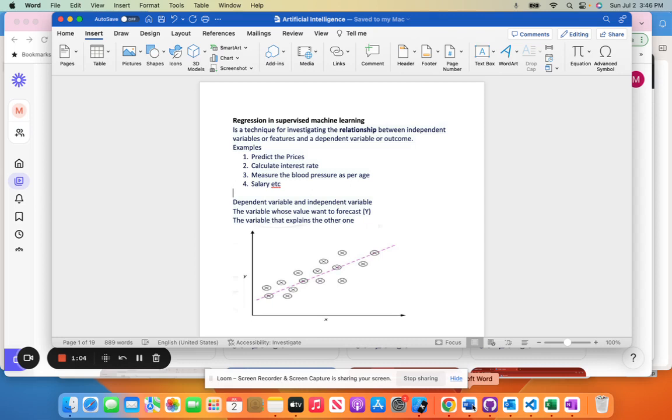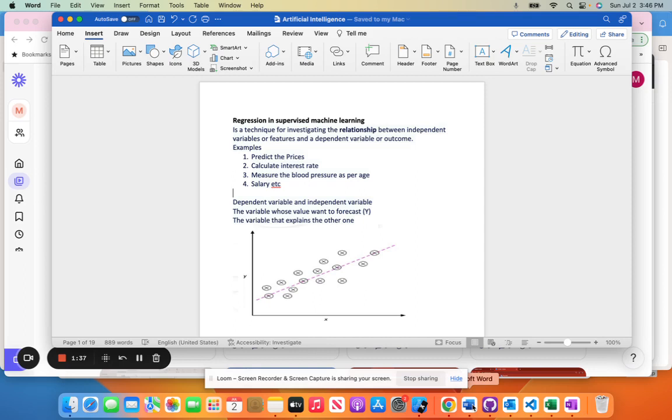And now today we are going to discuss the next topic, regression. As we already learned, regression is also a type of supervised machine learning. So what actually is regression? It's a technique for investigating the relationship between the independent variables, or features, and a dependent variable, or outcome.